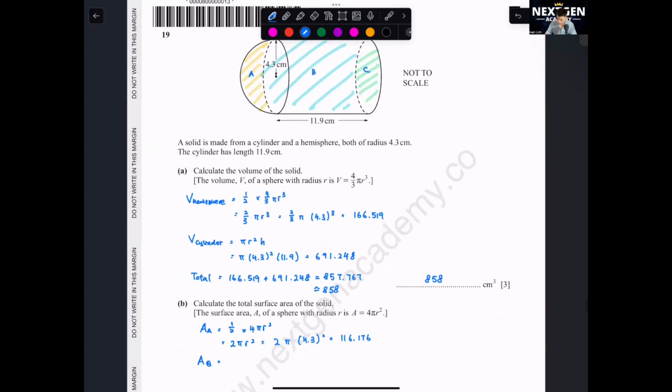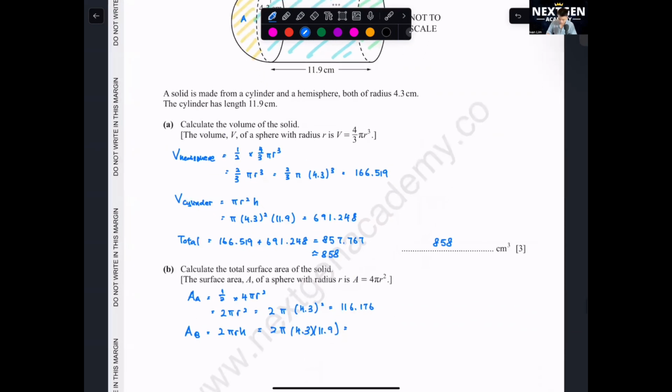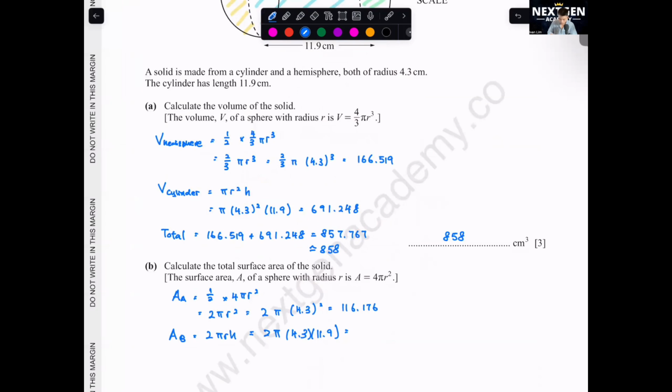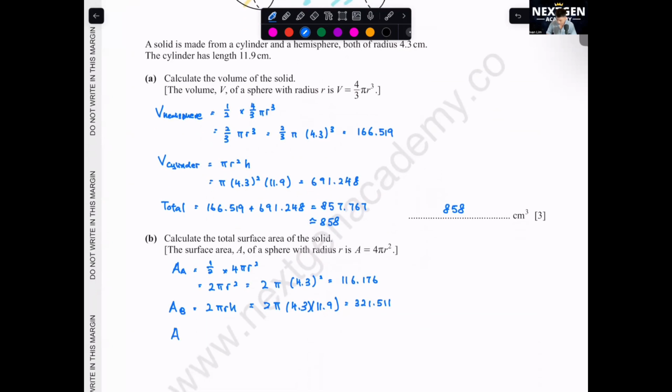The second part, area of B. The formula is 2 pi r height. 2 pi 4.3 times 11.9, 2 times 4.3 times 11.9 pi. This will be 321.511. Area of C, the bottom one, will be pi r squared. So pi times 4.3 squared, which here will be 58.088.